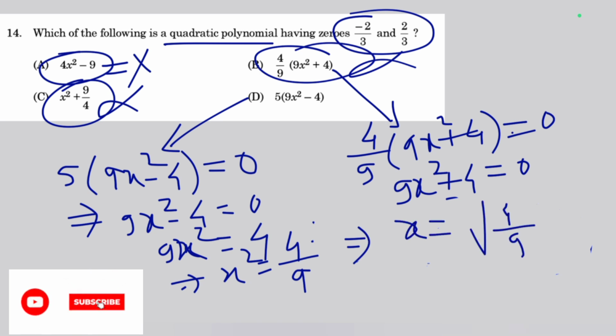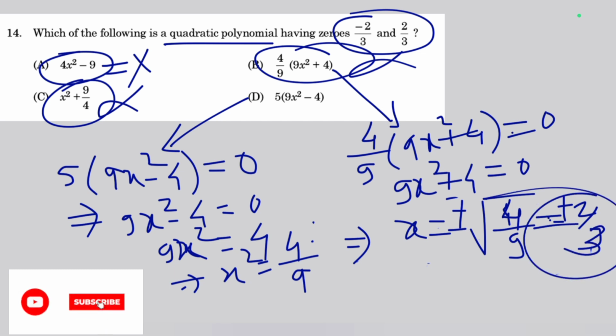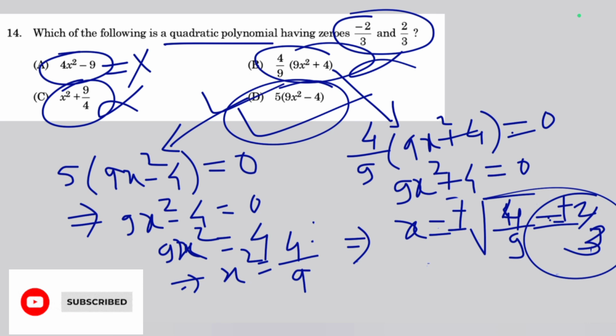So I can write x as the root of 4 upon 9. Now we are transferring the square to the other side, so the root will be written with both signs, plus minus. So what will be the answer? Plus minus 2 by 3 should be the answer of this polynomial. So what are the values of x that we got? Minus 2 by 3 and plus 2 by 3. So yes, we can say that option number D is the correct answer.